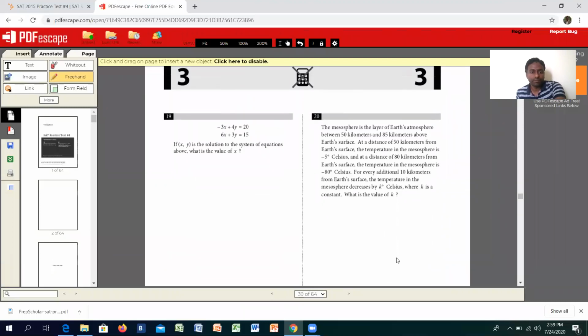Next question, number 19. If x comma y is the solution to the system of equations above, what is the value of x? We have simultaneous linear equations in two variables. Just solve it as per your own method, but the best one is to eliminate. That can be done if I multiply the top one by 2, because 2 times 3 gives 6. So negative 6x plus 8y is equal to 2 times 20, which is 40. The bottom one will remain the same.